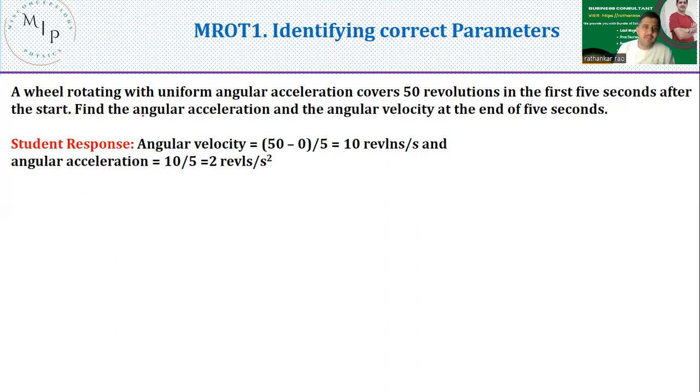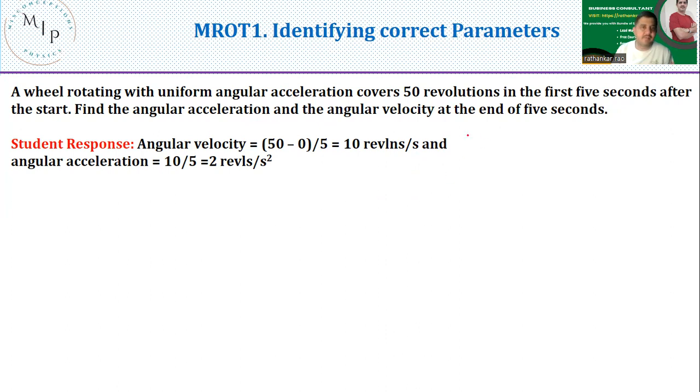A wheel rotating with uniform angular acceleration covers 50 revolutions in the first 5 seconds. Okay, 50 revolutions in the first 5 seconds. After the start, find the angular acceleration and the angular velocity at the end of 5 seconds. So what generally students do is, 50 revolutions in the first 5 seconds.